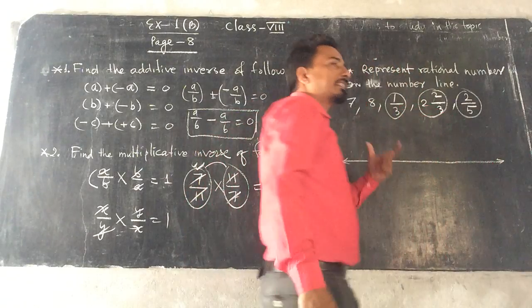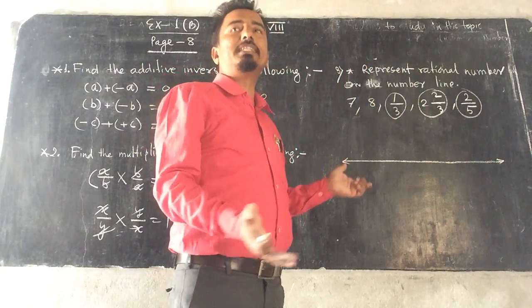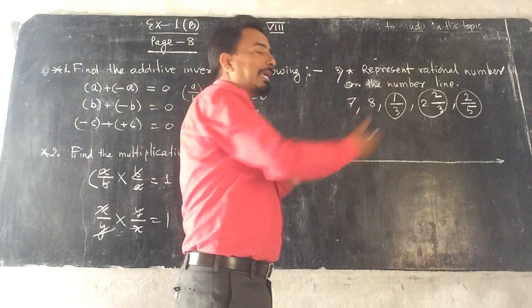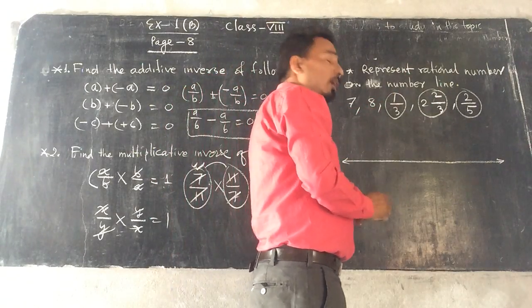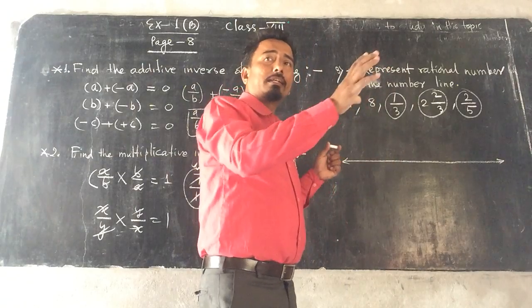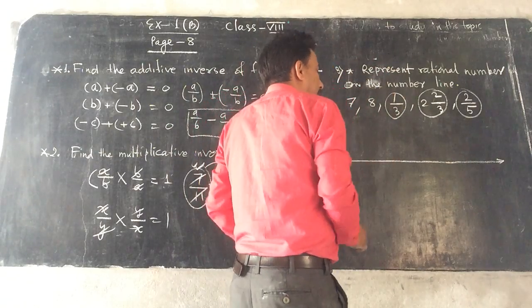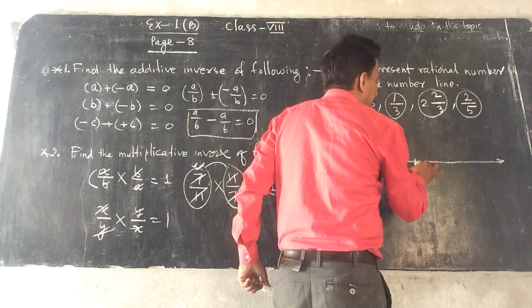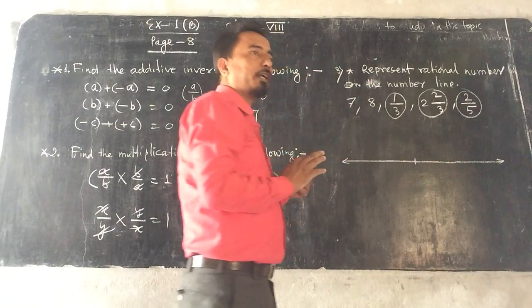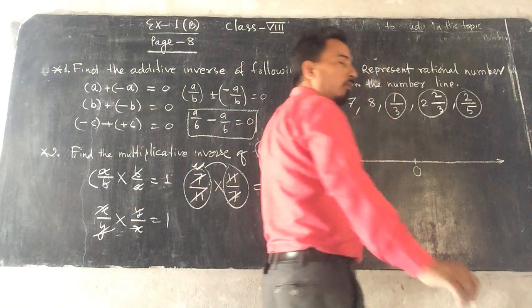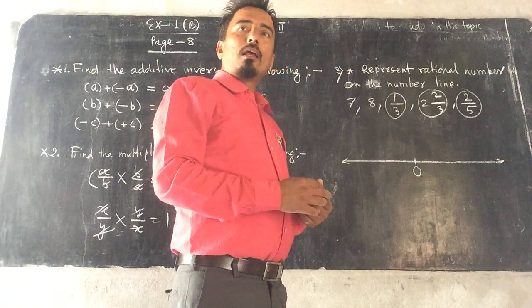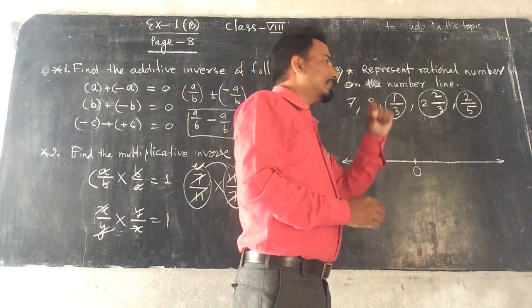The line will represent the whole integers. Listen here, don't take much time to draw the line, do it very fast. You take any one point in this line, and that point will be represented as 0.